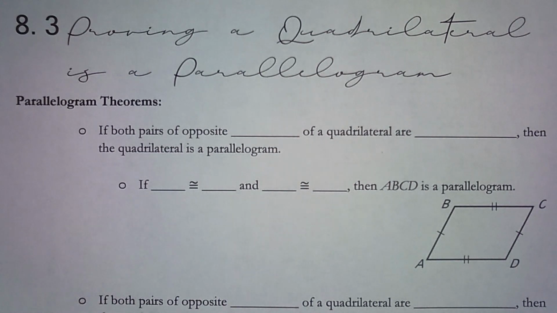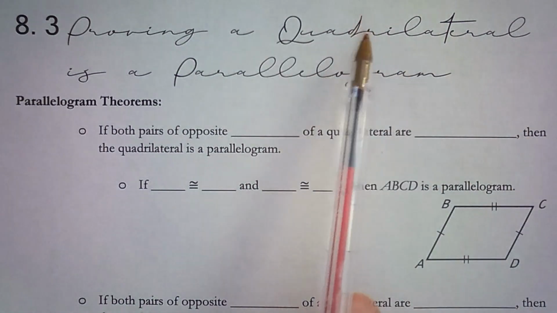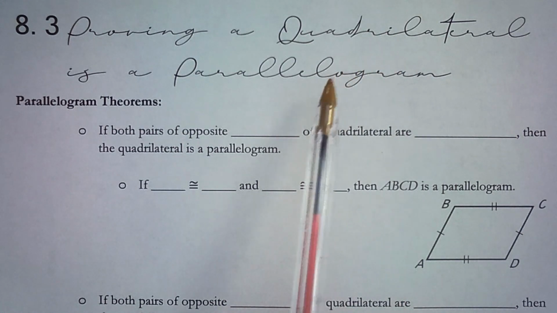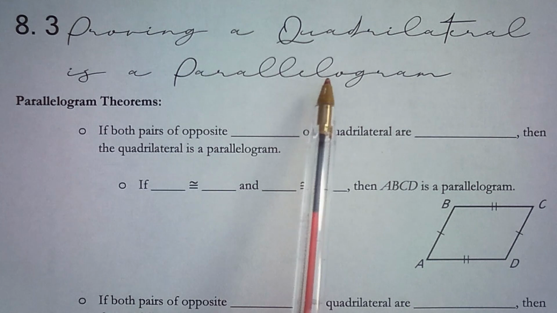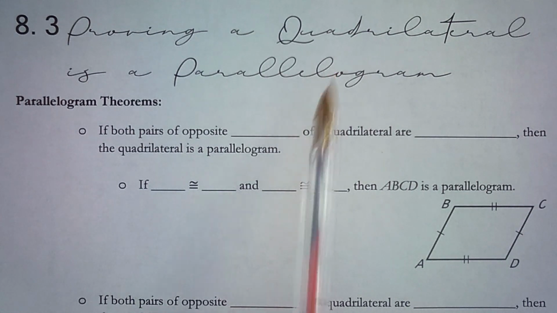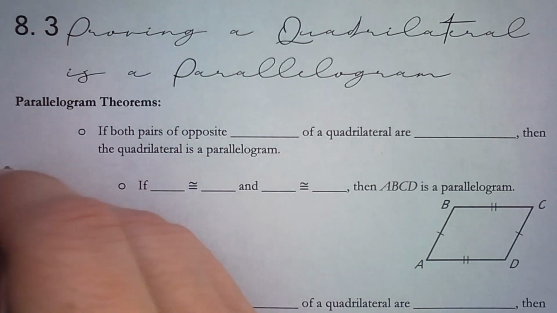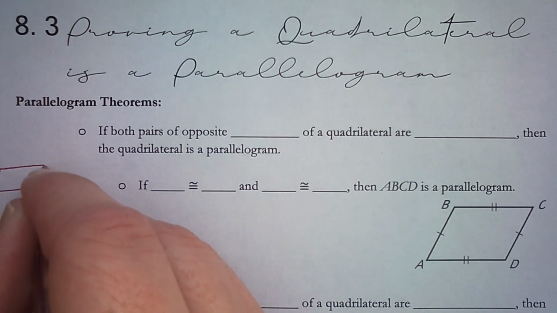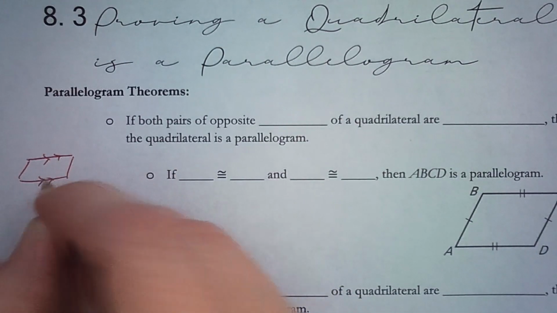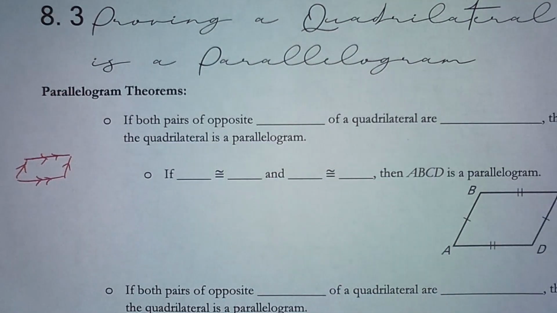Hey guys, today we are going to talk about ways that we can prove that a quadrilateral is a parallelogram. Remember that a quadrilateral is a four-sided polygon, and a parallelogram is a quadrilateral in which opposite sides are parallel. So one way that you can show that a quadrilateral is a parallelogram is if you know that opposite sides are parallel. If these two sides are parallel and these two sides are parallel, then you know you are looking at a parallelogram.